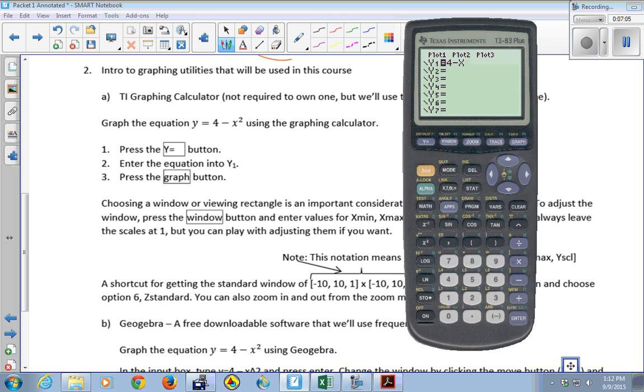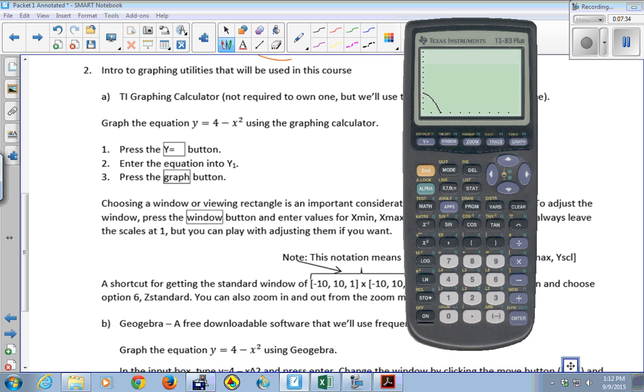Second column, third one down. And then to square it, for exponents, you use this little caret, right? This little hat thing. And that means raised to the second power. So you do a little caret and then a 2. All right, and then you press the graph button, upper right.